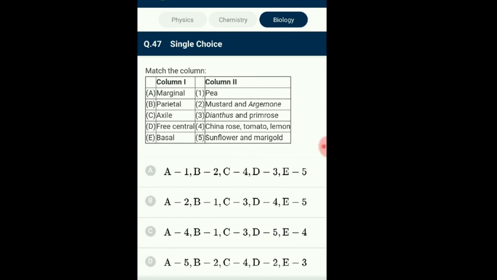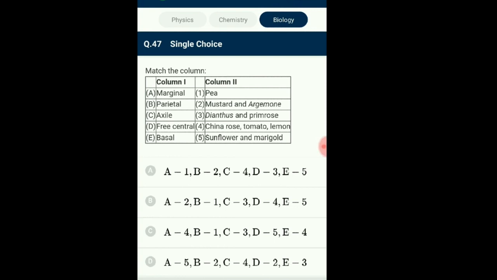Marginal placentation is observed in Fabaceae family. Example: pea. Parietal placentation is present in Brassicaceae family. Examples: mustard and argemone. Axial placentation is present in Solanaceae, Malvaceae and lemon family. Free central placentation is present in Dianthus and primrose.